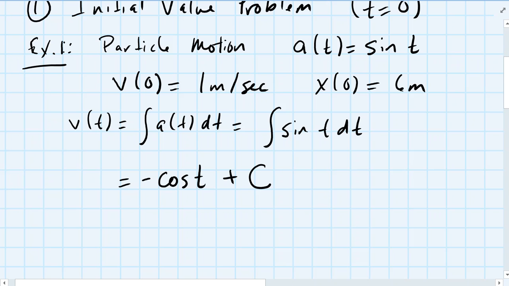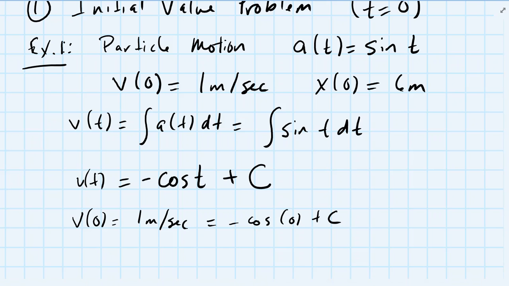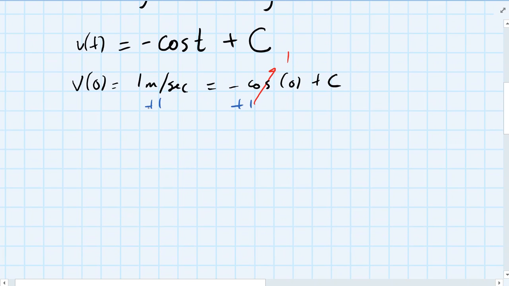Watch what we're going to do. We plug it in. So I have now velocity at time 0 is equal to 1 meter per second is equal to negative cosine of 0 plus c. What is cosine of 0? 1. So is that negative 1? Yep. Does that mean I'm going to add 1 to both sides? And therefore, c is equal to 2 meters per second.